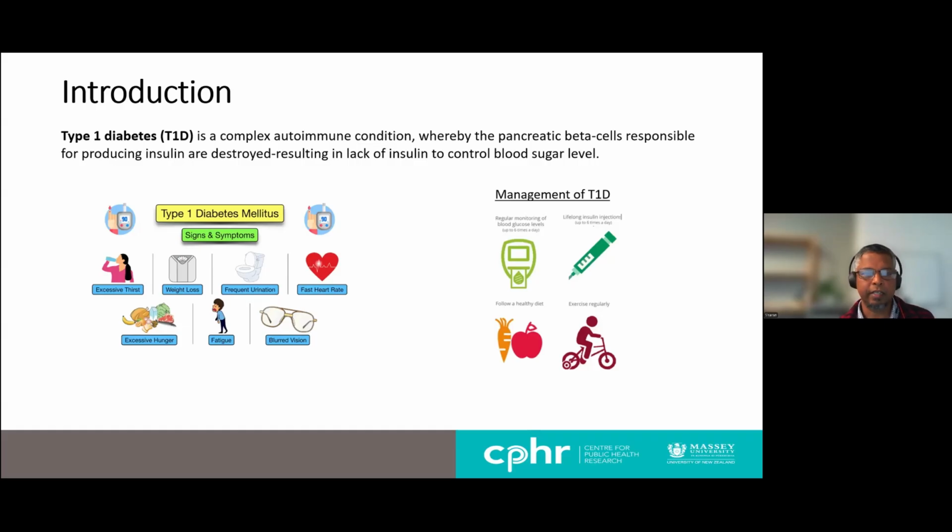Some of the signs and symptoms of type 1 diabetes are excessive thirst, weight loss, frequent urination, fast heart rate, excessive hunger, fatigue, and blurred vision. Type 1 diabetes is managed by regular monitoring of the blood glucose levels, and it requires lifelong insulin injection. And those with type 1 diabetes have to follow a healthy diet and exercise regularly.